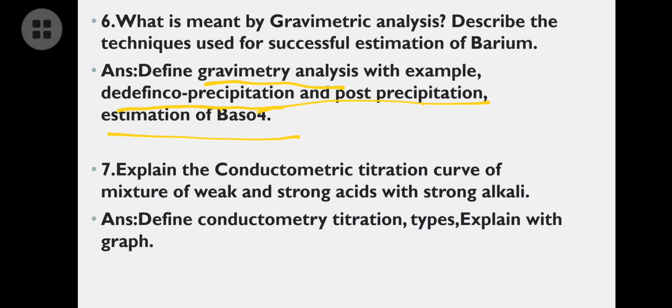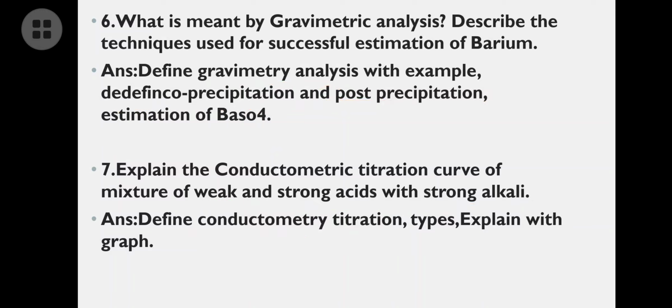Then 7th one, conductometric titration, curves of mixture of weak and strong acid. Same as what you wrote in neutralization curves, but a little alteration is there. Graph is also very important on both sides. Here you have to define the conductometric titration, write the types, and explain with a graph.